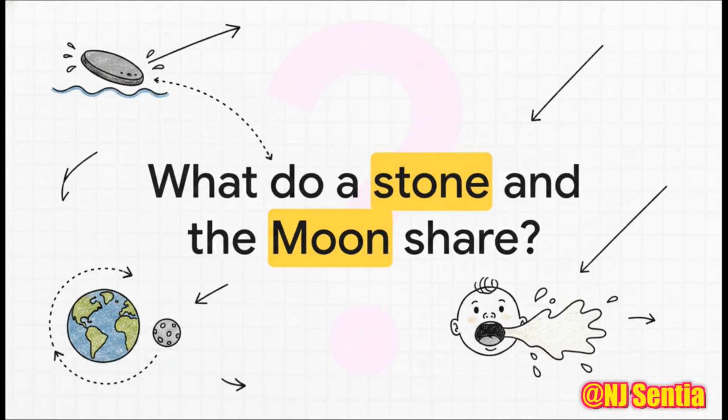So, I want you to think about this for a second. What does a skipped stone, a baby's spit up, and the moon silently orbiting our planet actually have in common? I know, it sounds like the setup to a really bizarre joke. But physics? Well, physics honestly doesn't care about dignity. It only cares about forces. And by the end of our journey today, you're going to see exactly how these wildly different things are bound by the exact same mathematical rules. We're going to go from the messiness of everyday reality straight to the wonders of the cosmos.